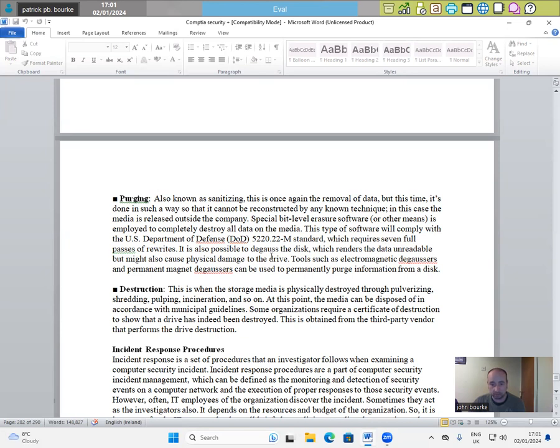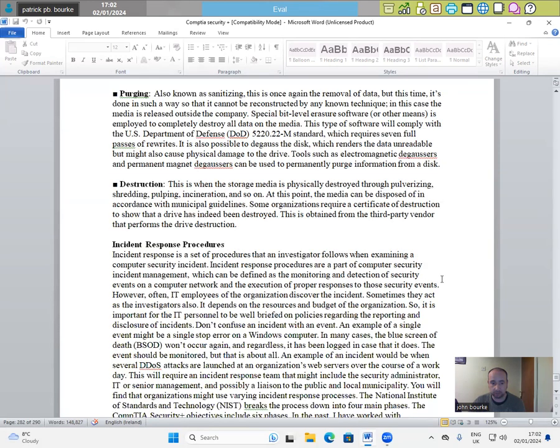It is also possible to degauss the disk, which renders the data unreadable, but might also cause physical damage to the drive. Tools such as electromagnetic degaussers and permanent magnetic degaussers can be used to permanently purge information from a disk.